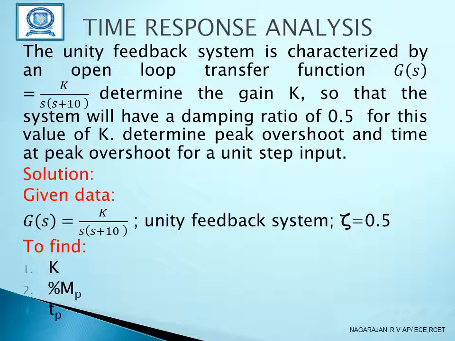Okay, so first they have given an open loop transfer function system, and also mentioned that the system is a unity feedback system. Unity feedback system means that the H(s) value is 1, and also they have given the damping ratio zeta value as 0.5. At that time we need to calculate the gain value K, and next determine the peak overshoot and time at peak overshoot for a unit step input.